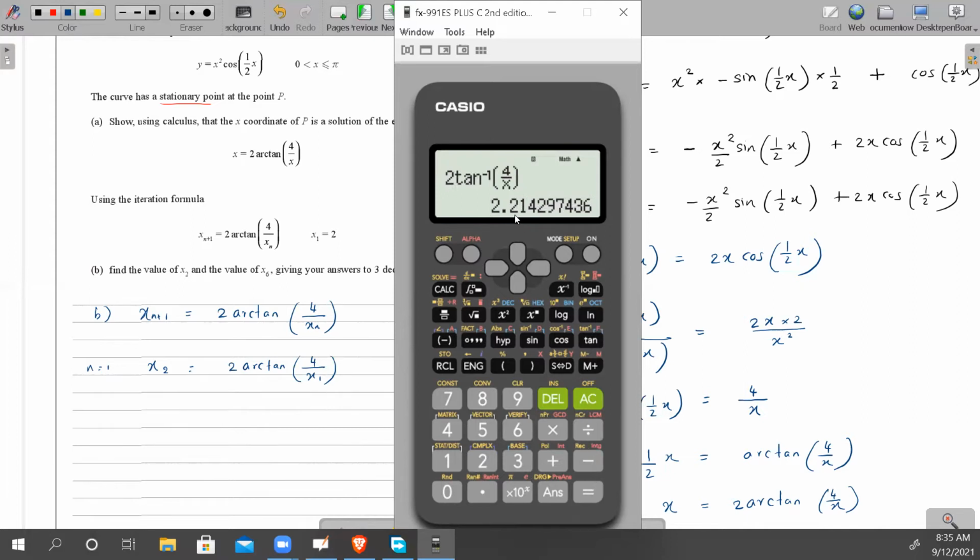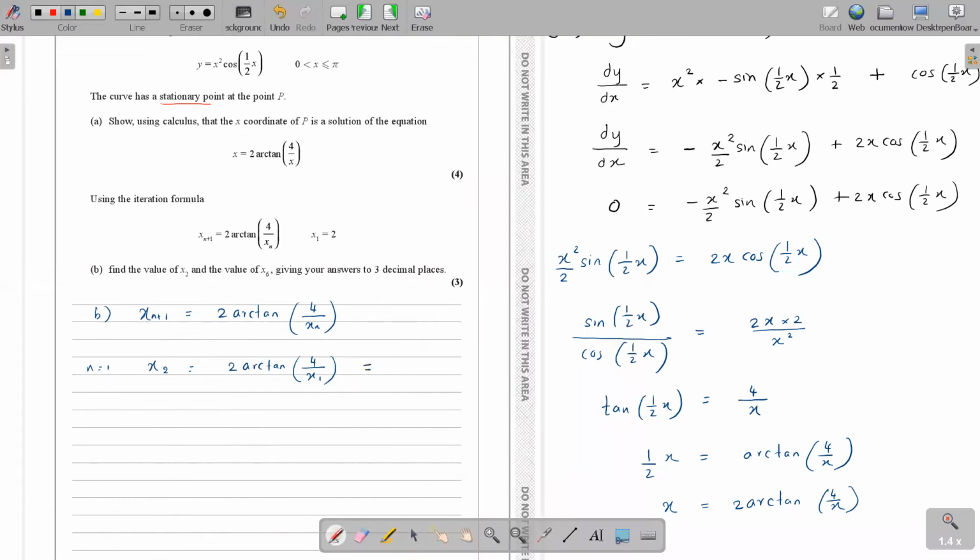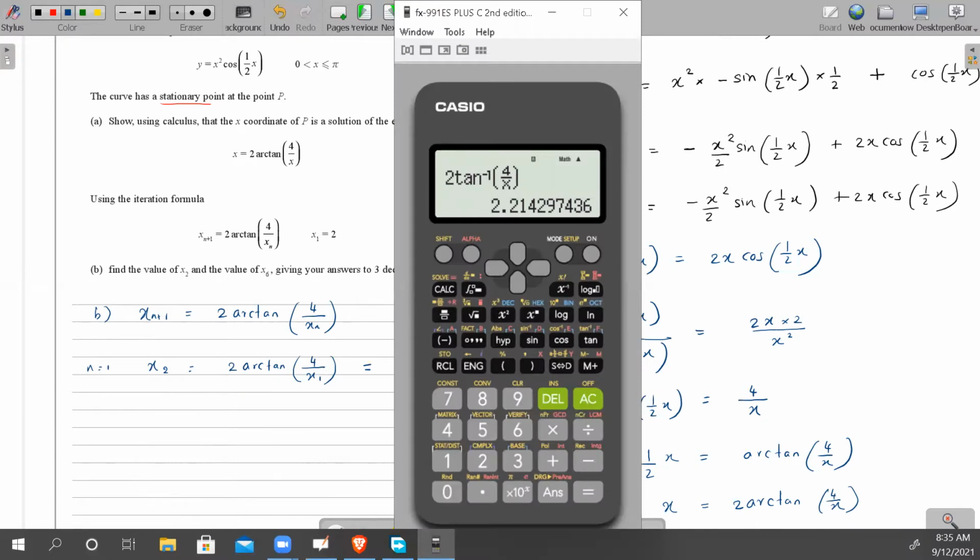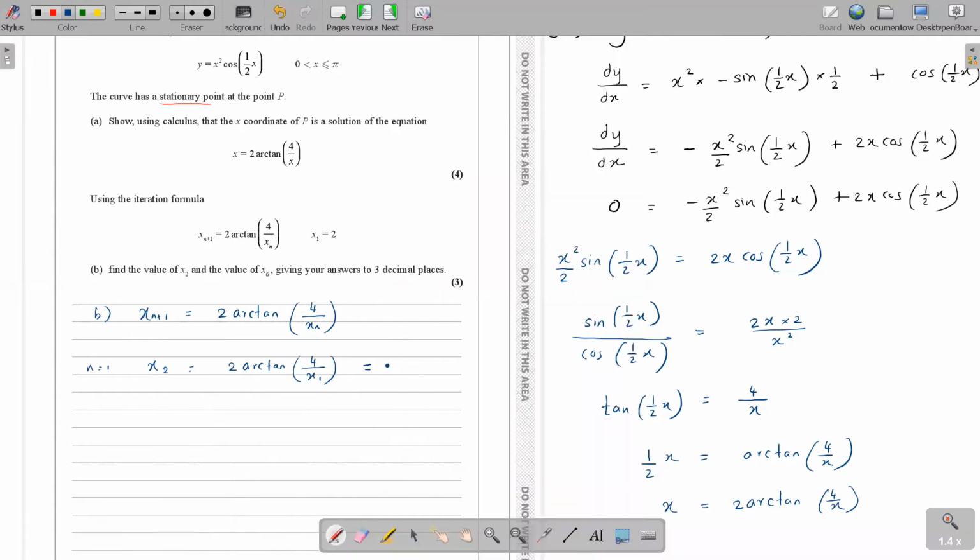This is the x2 answer. x1 is 2. So x2 equals 2.214. They wanted 3 dp, so 2.214 is correct to 3 dp. So we need to find x6 as well.